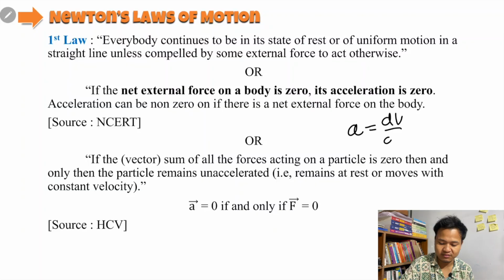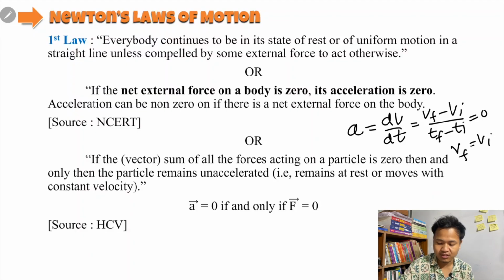A is what? dv by dt. So a equals zero means dv by dt is zero, that means v is constant. Okay, so dv is v final minus v initial, by t final minus t initial. So if this is zero, then what is this? So here you'll have v final equals to v initial. So this is the case of uniform velocity. Okay, so the velocity is not changing with time, right?